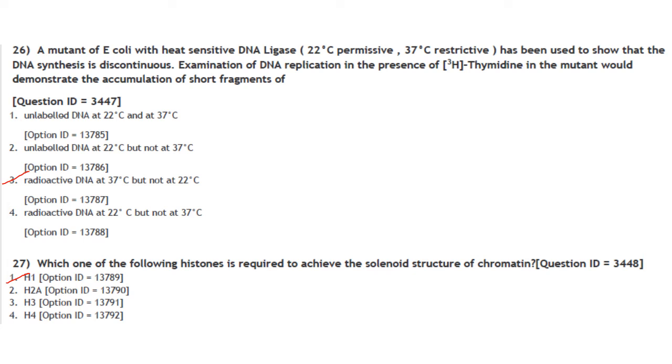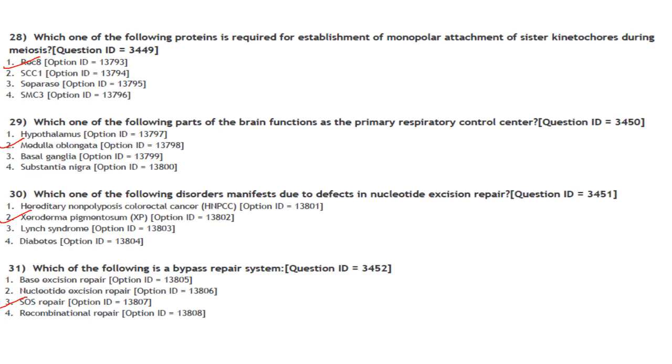Then next one. Which one of the following histones is required to achieve the solenoid structure of chromatin? It is histone H1. Option 1 is correct. Histone H1 plays a role in stabilizing the 30 nanometer solenoid structure. The long N-terminal and C-terminal ends of the H1 protein attach to adjacent nucleosome core particles, pulling them into an orderly solenoid array.